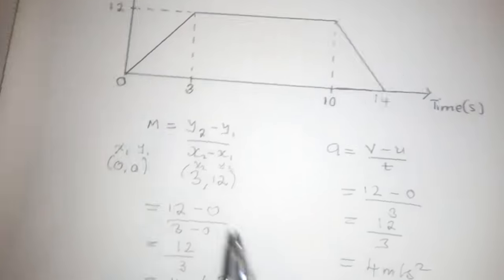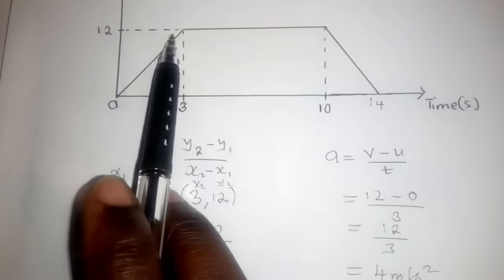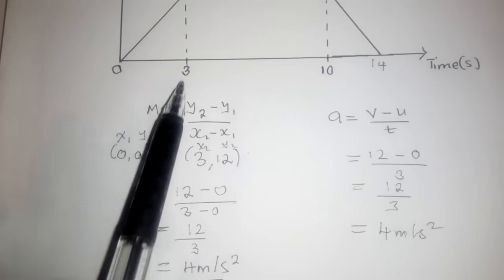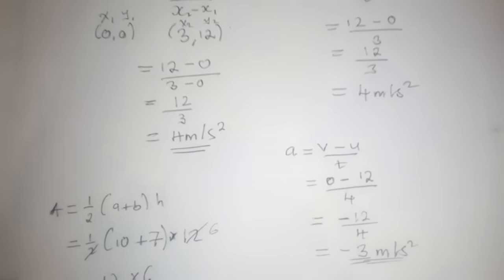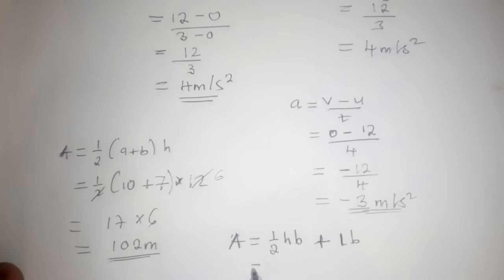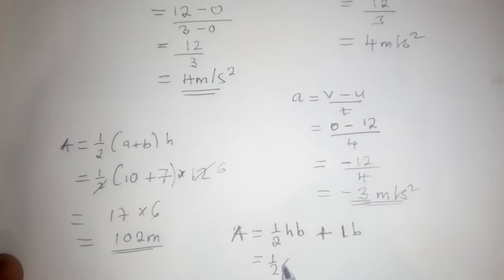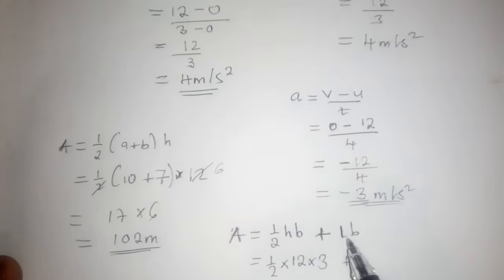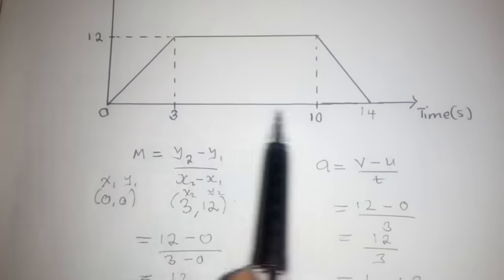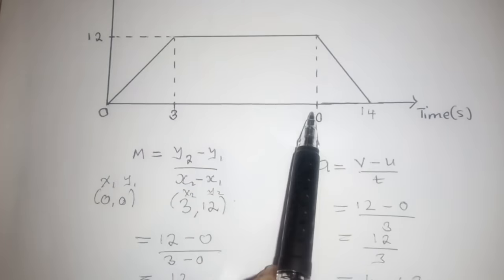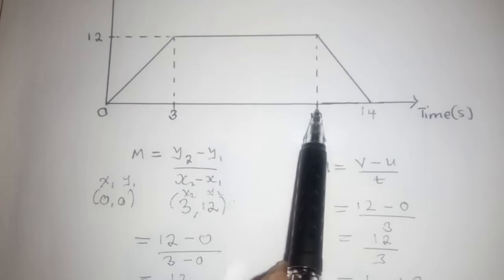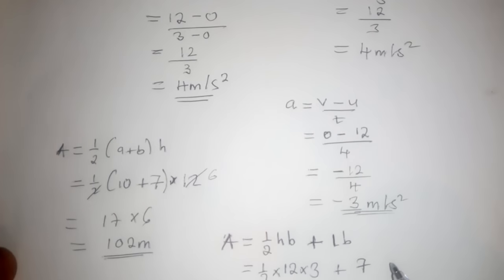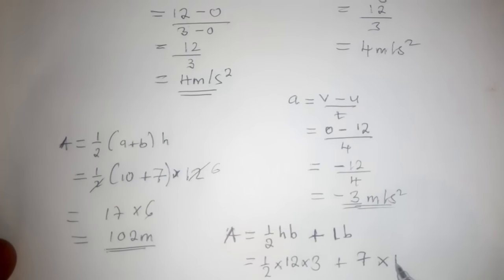So area of the triangle, we'll start with the height. What is the height for this triangle? It's 12, and then the breadth here is 3. So we can plug in the values here. We'll say half times 12 times 3 plus L times B, where L is 7. The difference here is 7. From here to 10, it's 7. And then from here to here, it's 12. So it will be 7 multiplied by 12.